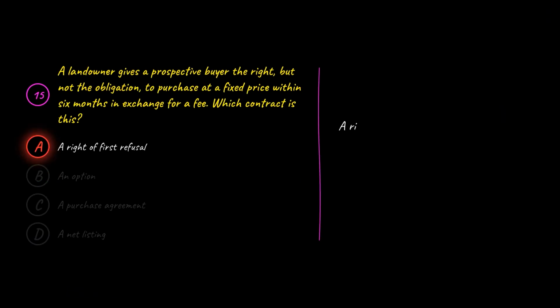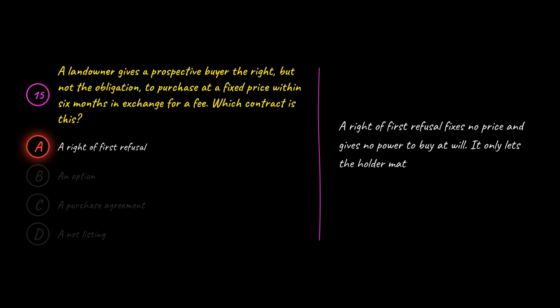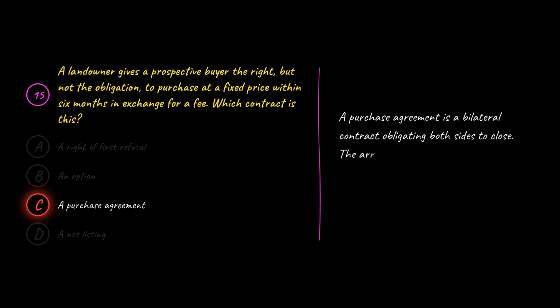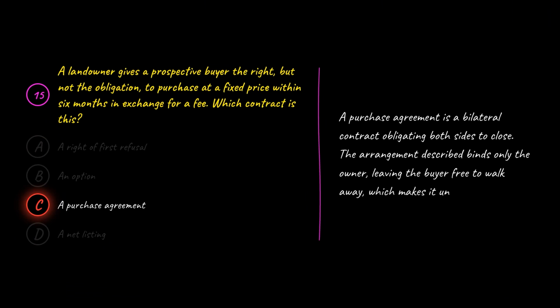A is wrong because a right of first refusal fixes no price and gives no power to buy at will. It only lets the holder match a third party's offer if the owner later decides to sell. C is wrong because a purchase agreement is a bilateral contract obligating both sides to close. The arrangement described binds only the owner, leaving the buyer free to walk away, which makes it unilateral.